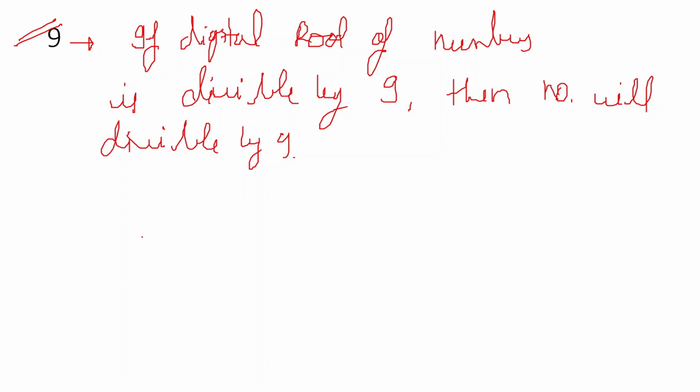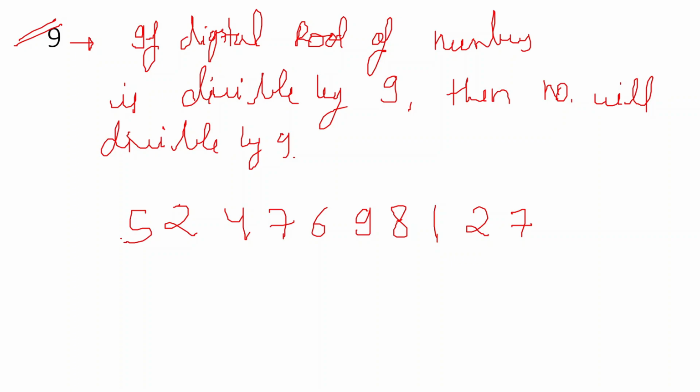Let's take another example. Let's write some random numbers: 2 4 7 6 9 8 1 2 7 5. I want to check if this number is divisible by 9 or not. So I will just use the digital root concept. I will remove this 9. 8 1 9, 7 2 9, 5 4 9, 7 2 9.